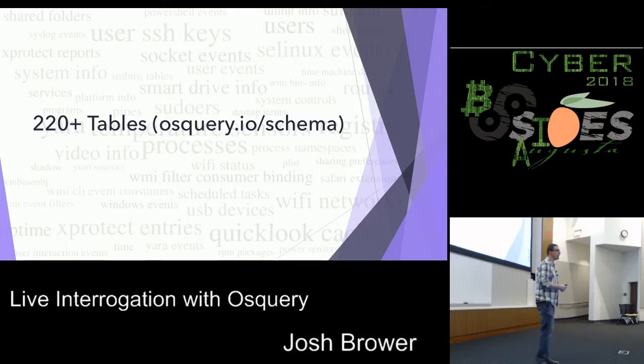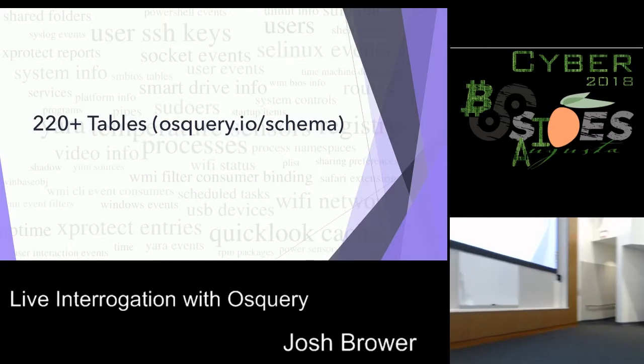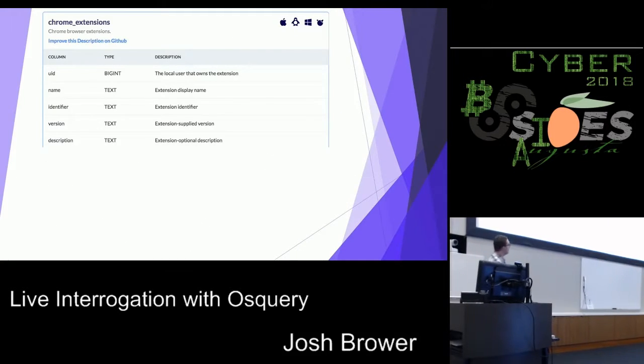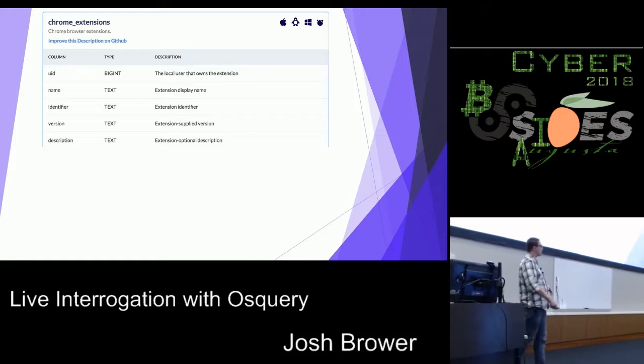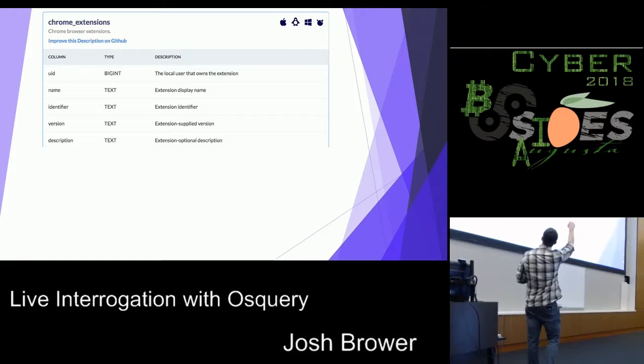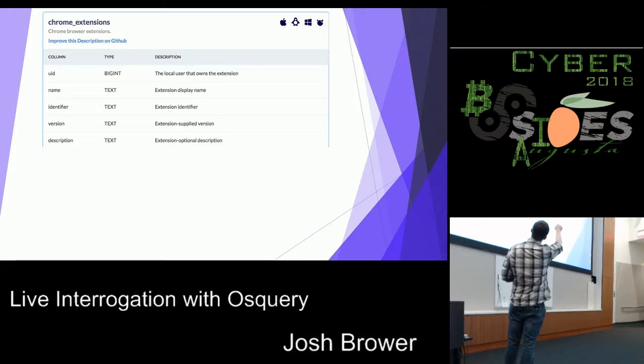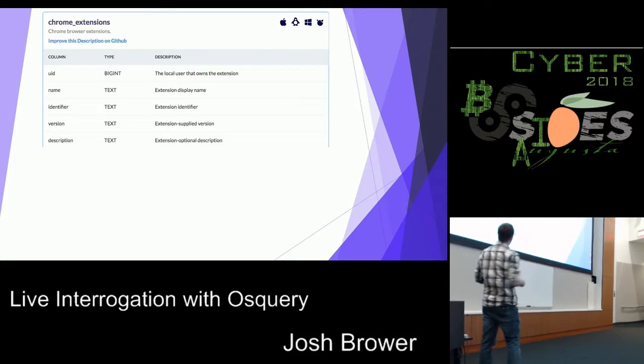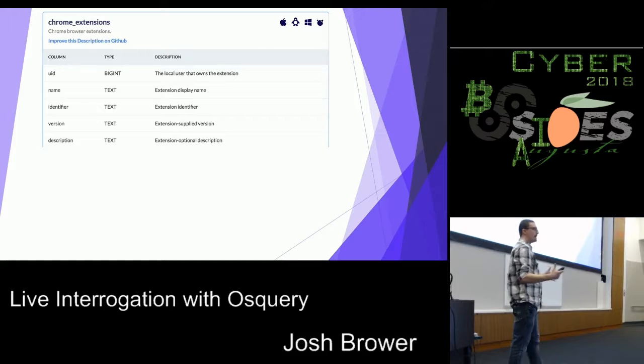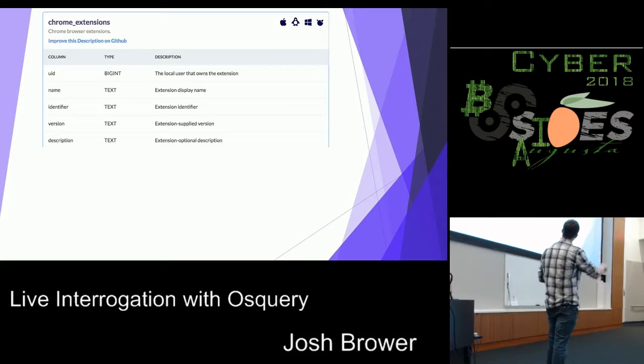You can look at, under Mac OS, XProtect. You can see the logs related to XProtect. Cron jobs, lots and lots of different tables. Fortunately for us, there is a Chrome extensions table. It is chrome_extensions, and you can see the different columns up here. There are quite a few others that aren't actually listed. In the upper right-hand corner, we also have the different platforms that are supported for this table, and in this case, it's all of the major platforms.